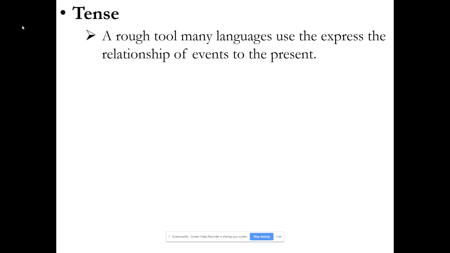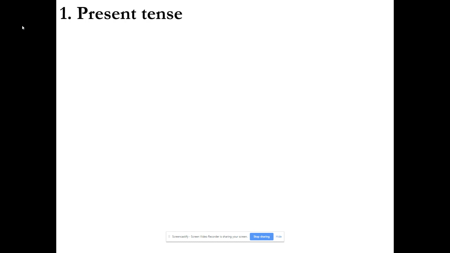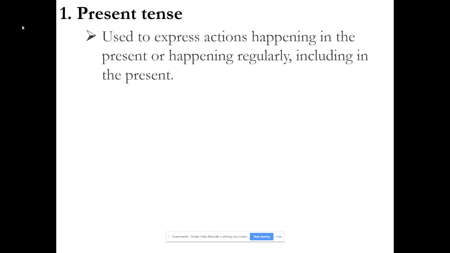So tense. What is tense? Tense is a rough tool that many languages use to express the relationship of events to the present. It doesn't allow for a lot of refinement, and there are three tenses. In English, anyway, we have three: present, past, future. That's it.